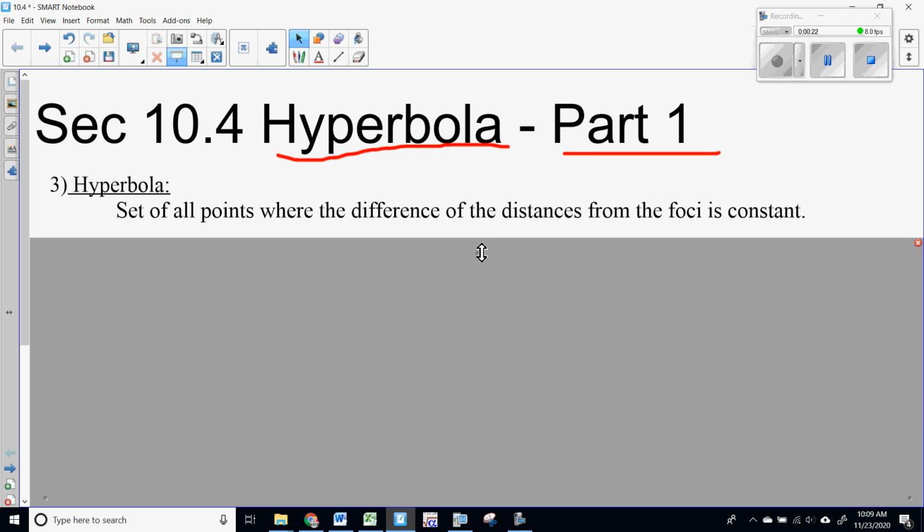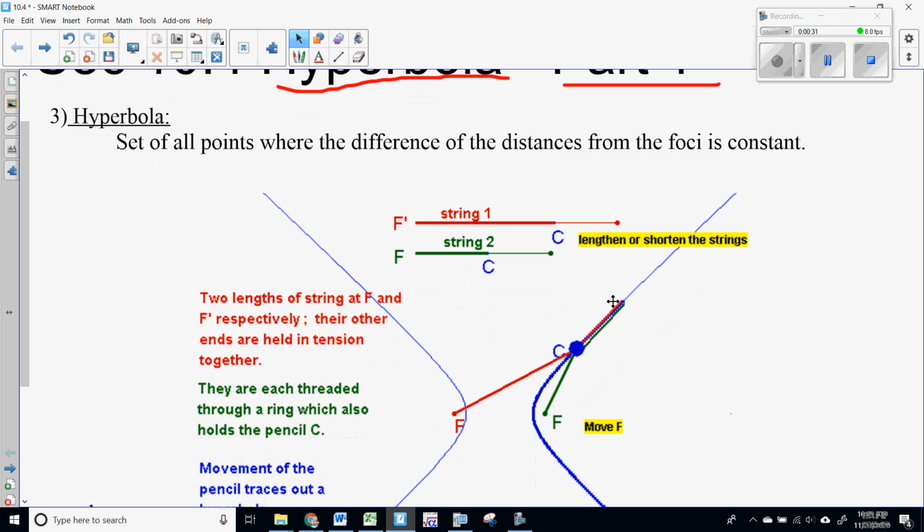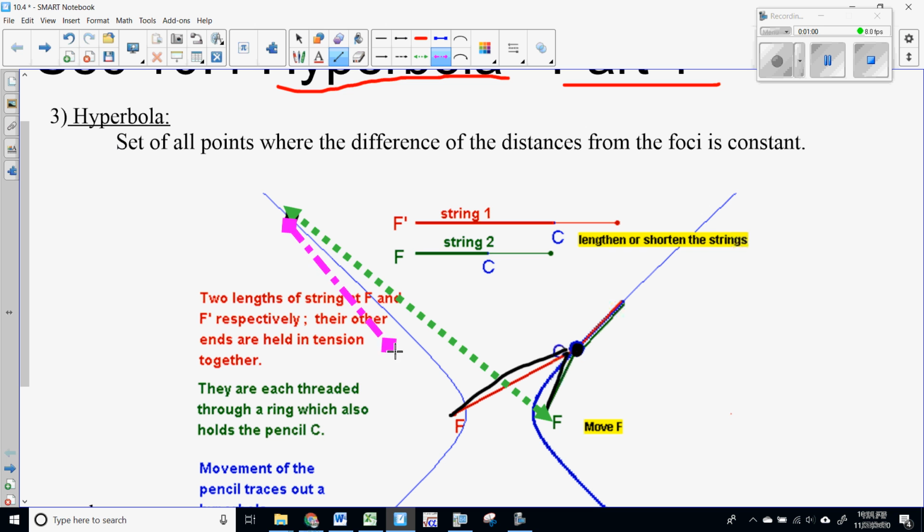First off, our definition of a hyperbola is the set of all points where the difference of the distances from the foci is constant. Remember, ellipse was the sum of those distances. So the way a hyperbola works is if you have your two foci and you look at some point on the hyperbola, these distances from the two foci, if you subtract those two distances, you always get the same thing. So even if you have a point way out here and you look at the distance to one focus and the distance to the other, and you subtract them, you always get the exact same thing.